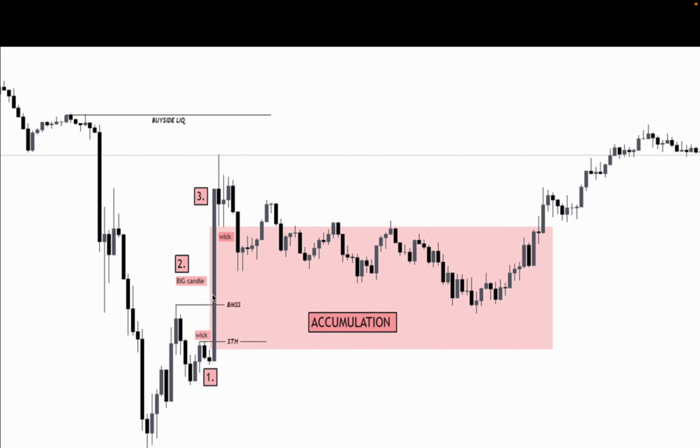Pushing price up is the very big candle, number 2. Number 3 is a bearish candle. Okay, draw this out on time. You have this very big box, which is red, and it has an accumulation phase.